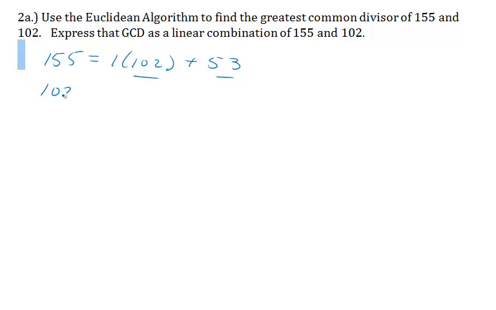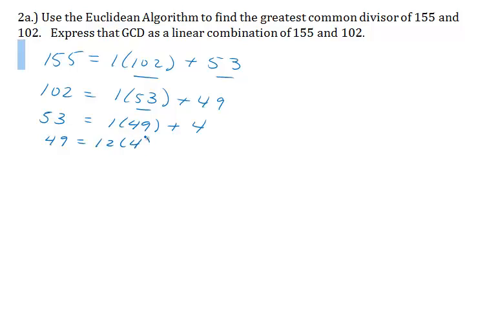And then 102 is 1 times 53 plus a remainder of 49. And 53 now is equal to 1 times 49 plus a remainder of 4. 49 then is 12 times 4 plus a remainder of 1. And finally, 4 is equal to 4 times 1 plus a remainder of 0. So the greatest common divisor is 1.